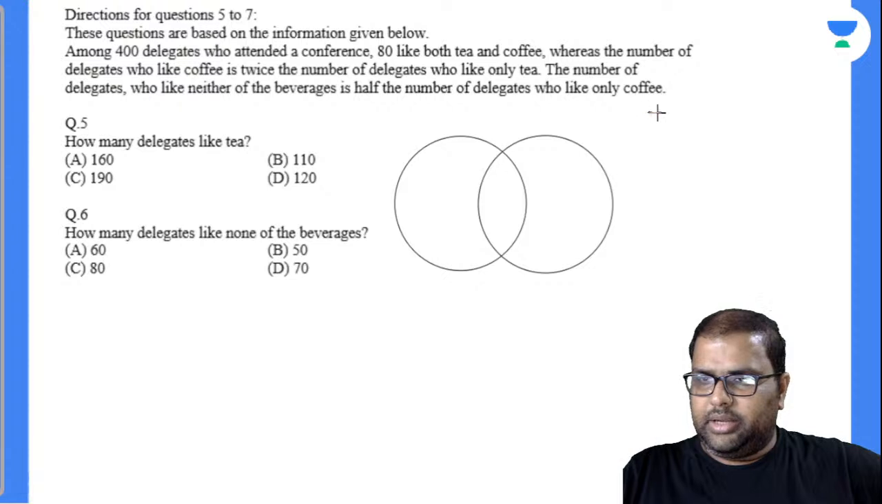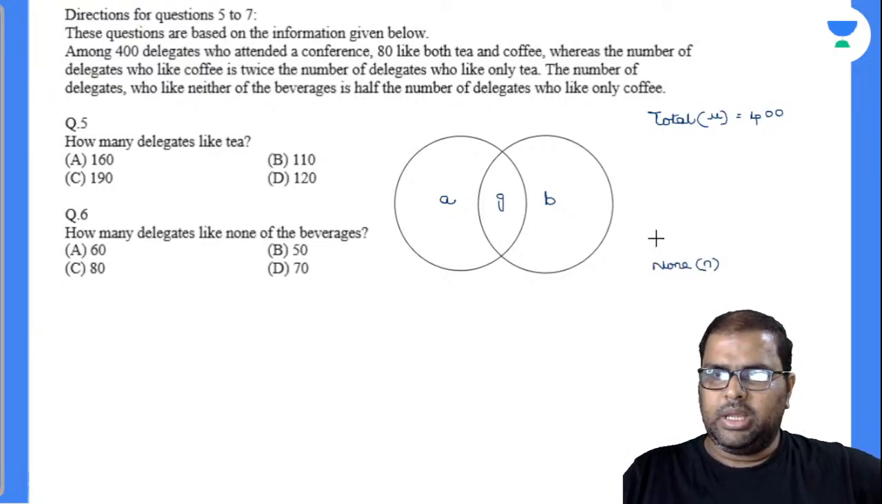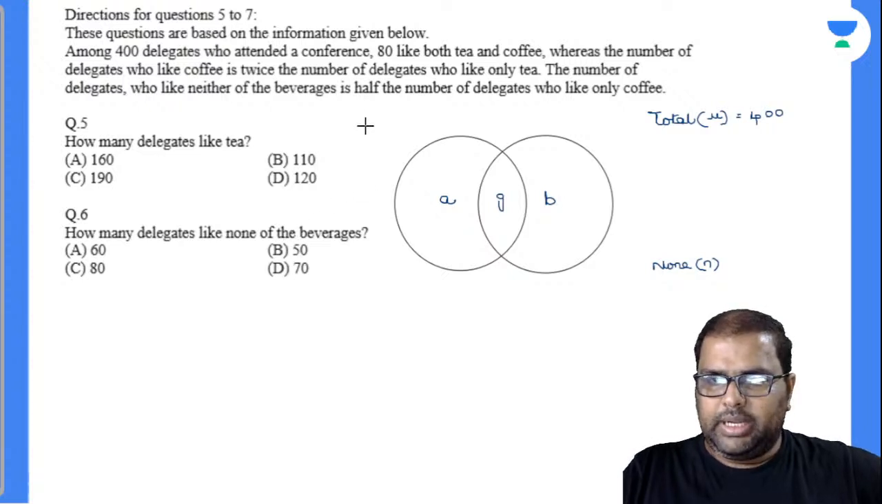So total there are 400 delegates who attended a conference. So A is none. I'll take down this as tea. I'll take down this as coffee, right?